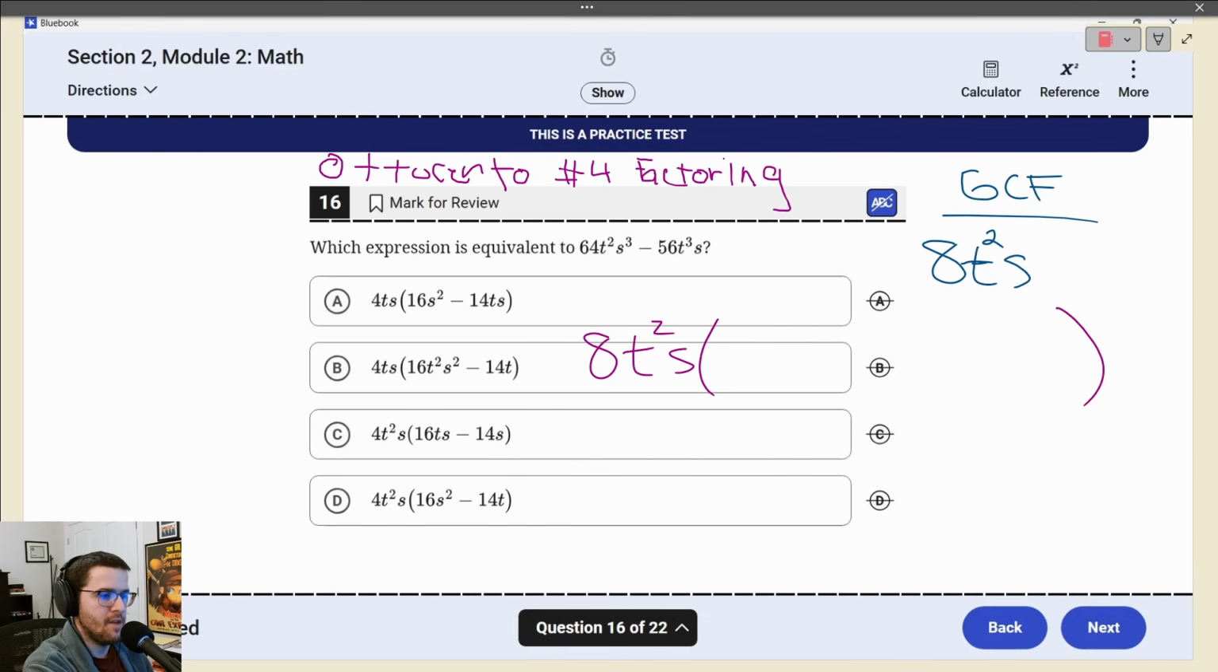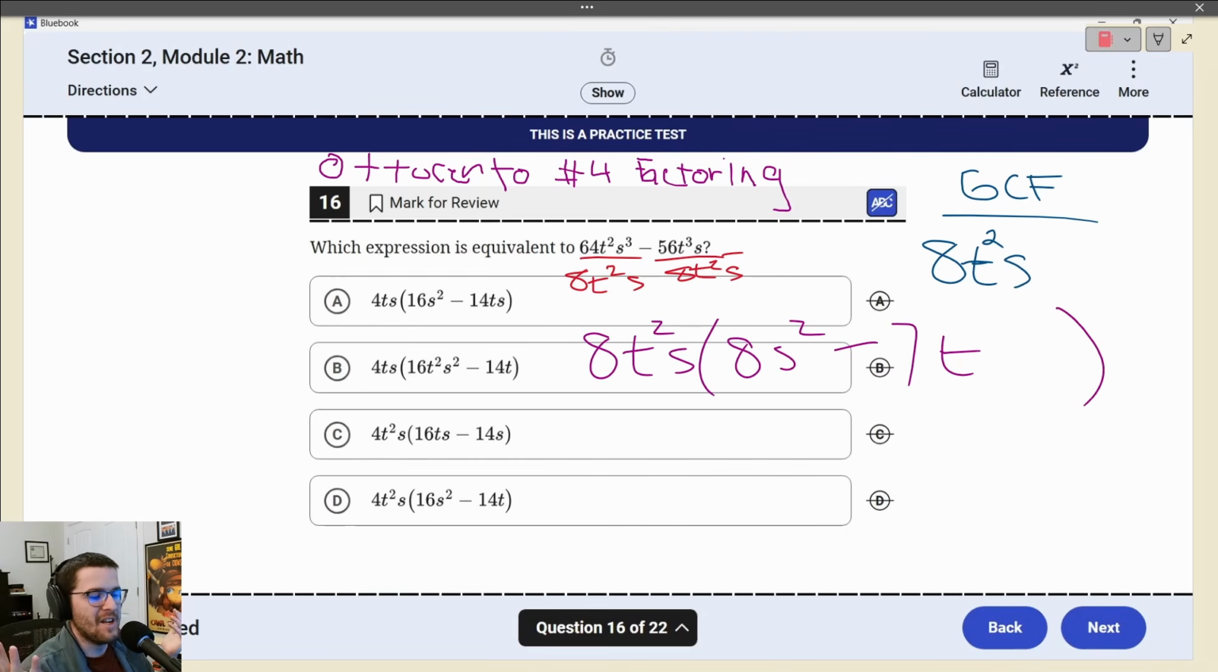And then see what's left. So I'm going to pull out, this is division, so you could just write this like this to make it easier for you to see. Factoring out a GCF is kind of like dividing. So I get 8, the t squareds go away, s cubed divided by s is s squared. And then minus 56 divided by 8 is 7. So I'm going to put 7, and then t cubed divided by t squared is just t. And then s divided by s goes away. So we get 8t squared s, parentheses 8s squared minus 7t.